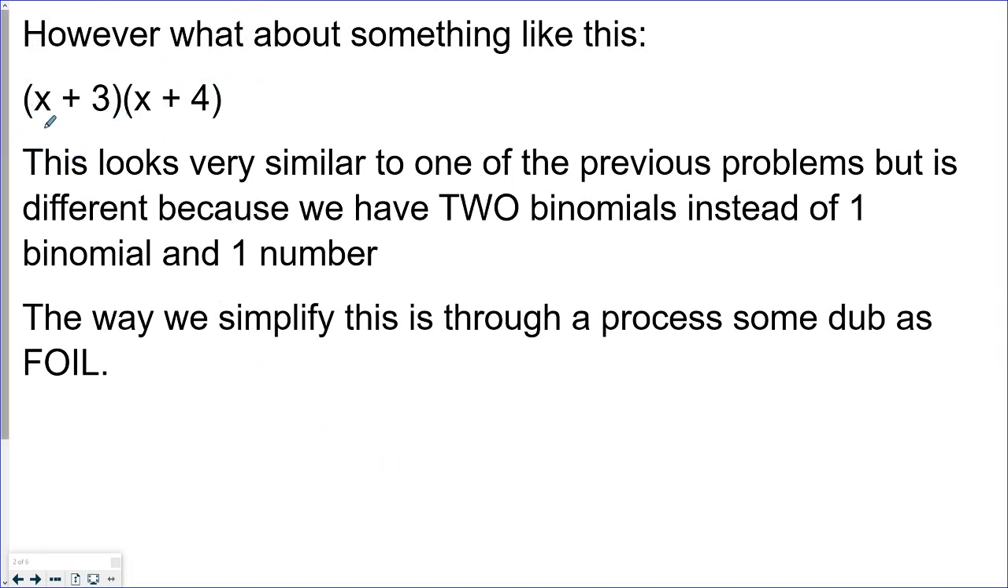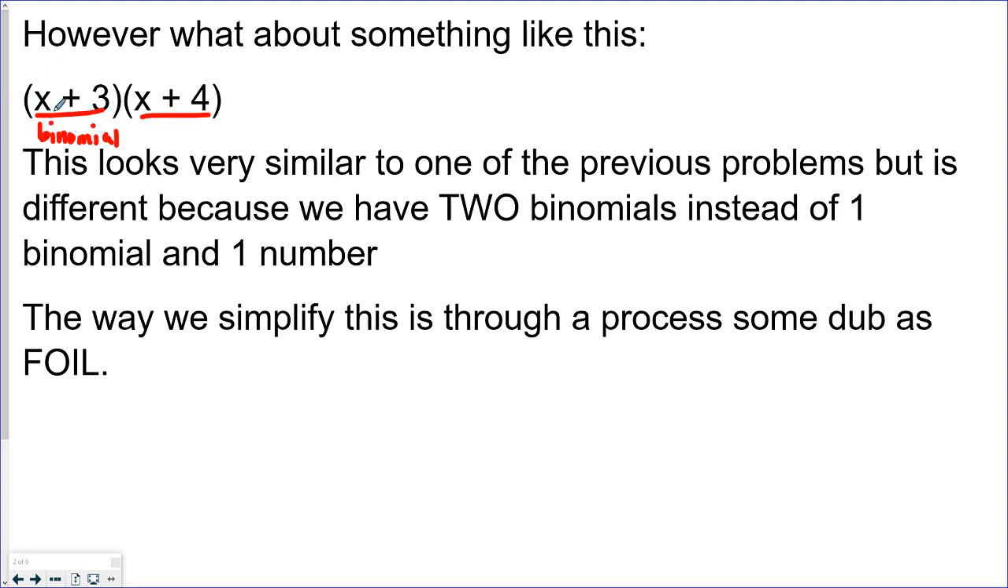Quick little vocab here. These sections right here, this and this, are called binomials. So this is a binomial. I'm going to try my best to spell that, and I probably misspelled it, so forgive me. Binomial, B-I-N-O-M-I-A-L. And again, that's probably misspelled, but I don't want to focus on that right now.